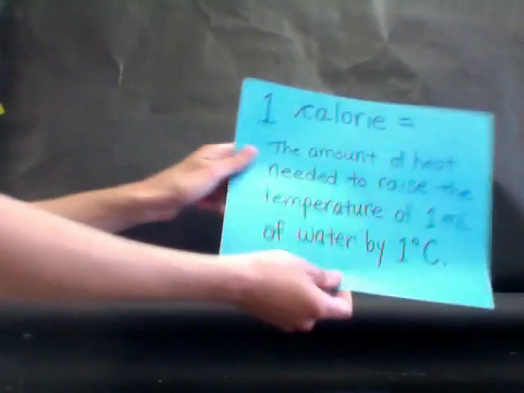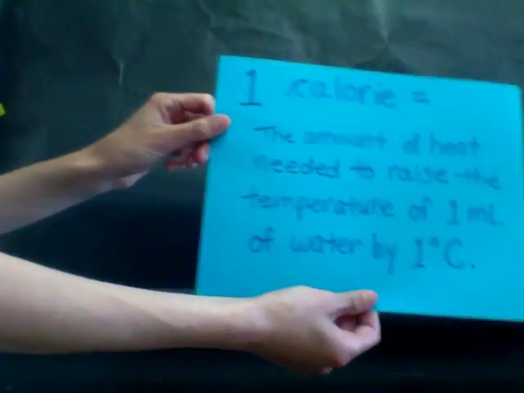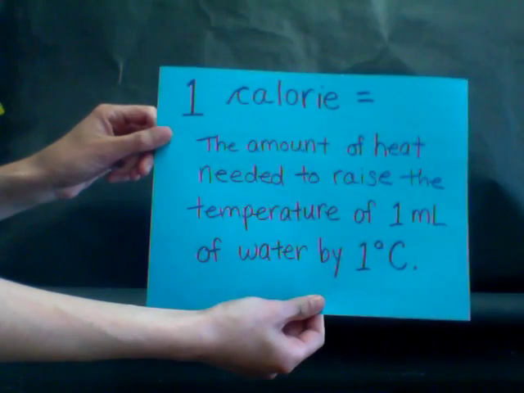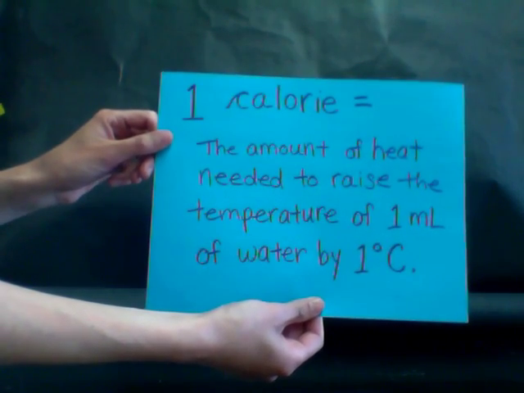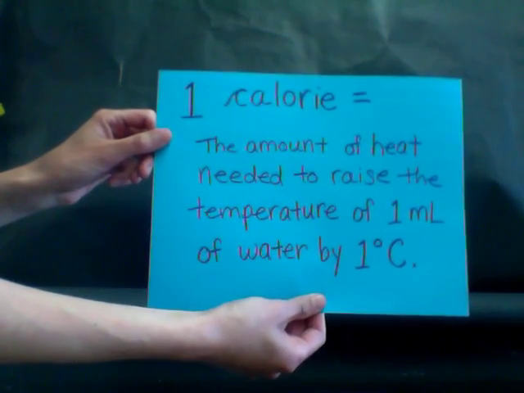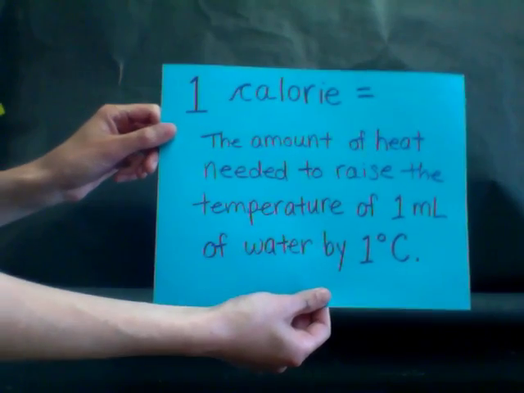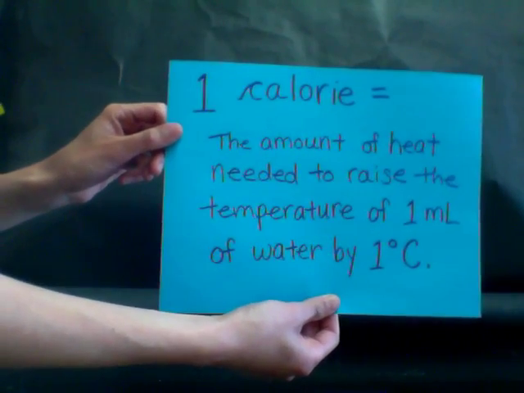Okay, so you're going to learn about what a calorie is. And a calorie is this. So pause the video and just write this down. 1 calorie is the amount of heat needed to raise the temperature of 1 milliliter of water by 1 degree Celsius. That's a little bit confusing, but today we're going to talk about what that actually means.